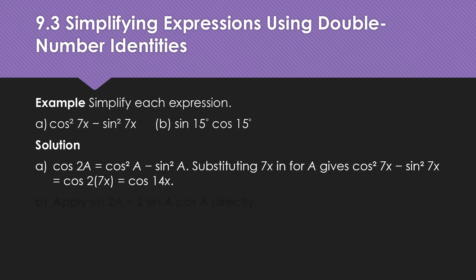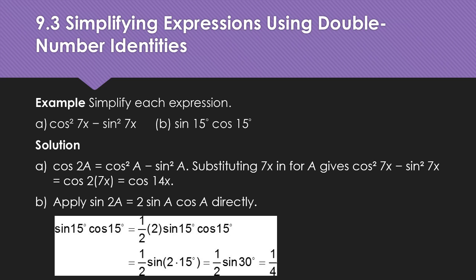So we know the cosine of 2a is cosine squared minus sine squared. So if a is replaced by 7x, then 2a must be 14x. So cosine squared of 7x minus sine squared of 7x is the cosine of 14x. And we're going to do the same with the sine. The sine of 2a is 2 times the sine a cosine a. So this is going to be the sine of 30, but it's going to be over 2. It's going to be 1/2 the sine of 30. And we can actually solve that. We know the sine of 30. The sine of 30 is 1/2, so we get 1/4.